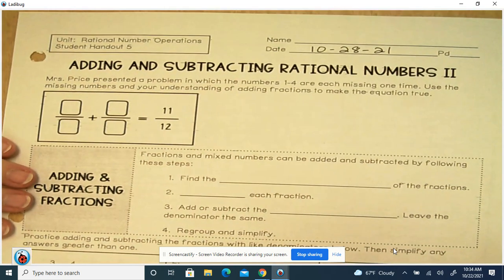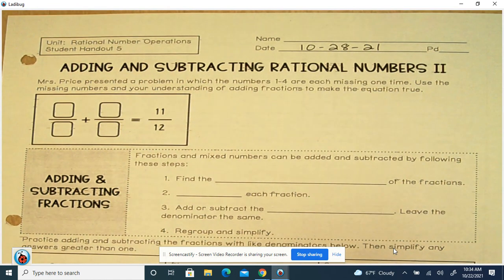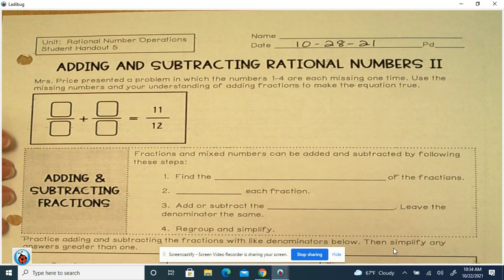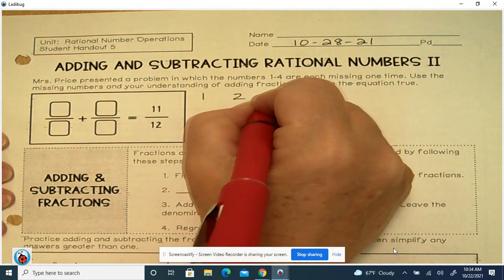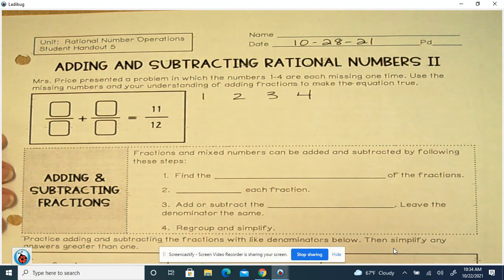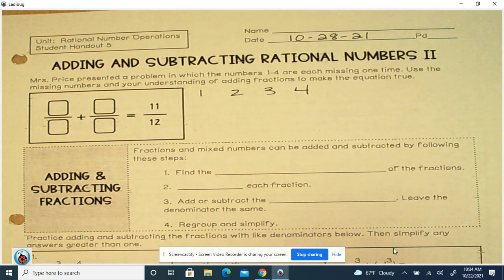This video is on student handout 5, adding and subtracting rational numbers 2. We look at our first example. It says Ms. Price presented a problem in which the numbers 1 through 4 are each missing one time. So we've got 1, 2, 3, and 4. Use the missing numbers in your understanding of adding fractions to make the equation true.